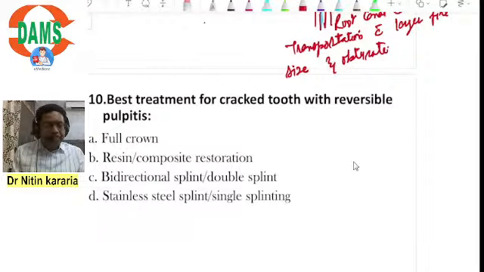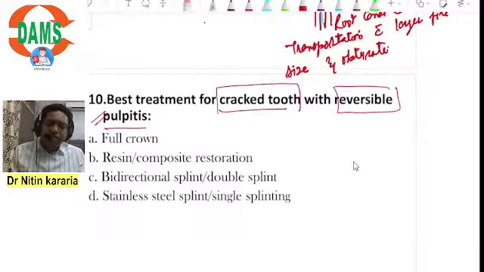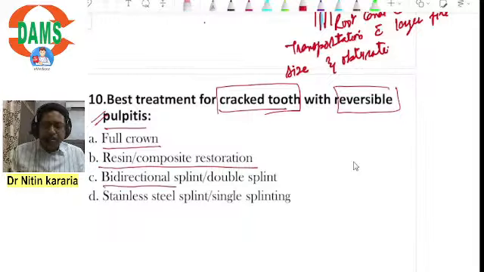The best treatment for a cracked tooth with reversible pulpitis. It is reversible pulpitis, basically pulp hyperemia, but the tooth is cracked. Okay, it is not a craze line, but a complete crack in the tooth. So what are the options? Full coverage crown, a resin or composite restoration, bidirectional splint or double splint, or stainless steel splint or single splinting.